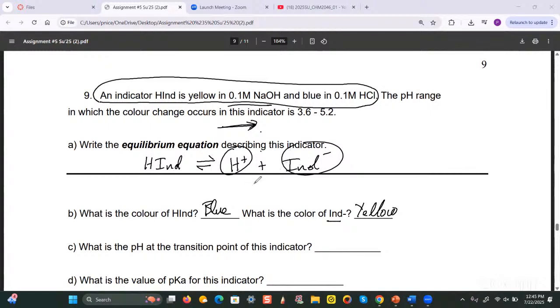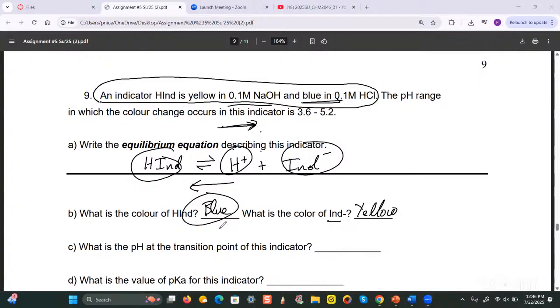On the other hand, if you have acid in the solution, and if the acid is in excess, then it's going to push the equilibrium in the other direction, favoring the formation of HIND, which means that the color of the HIND is blue, because the color is blue in an acidic solution. All right? Got that?